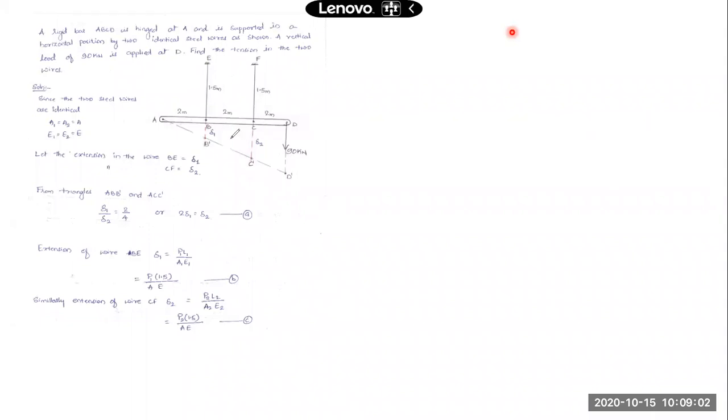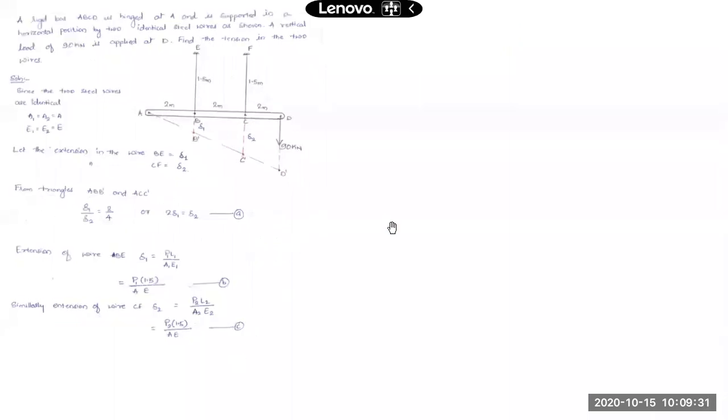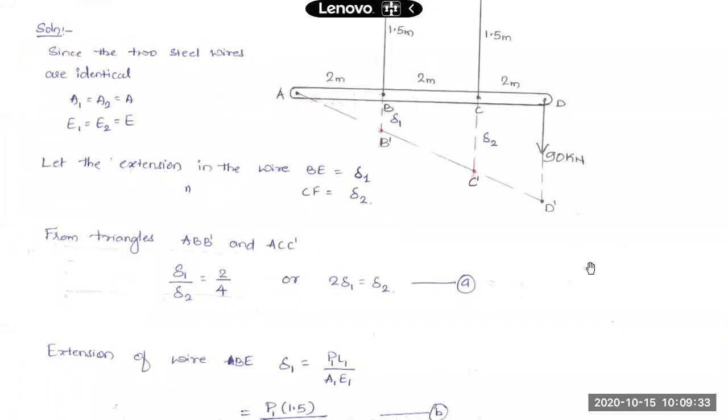Under this circumstance, let us say delta 1 is the extension of this steel wire BE and delta 2 is the extension of this steel wire CF. Okay, so what I can consider now is there are two similar triangles over here. One is A and B dash, another is A, C and C dash. These two triangles I am going to use for relating the deformation in these wires. So that is what I have done here.